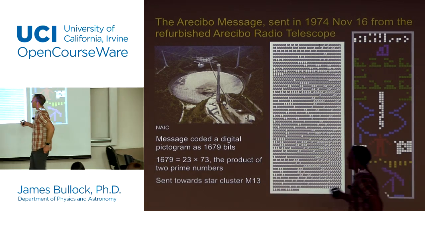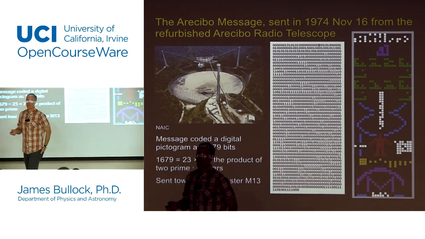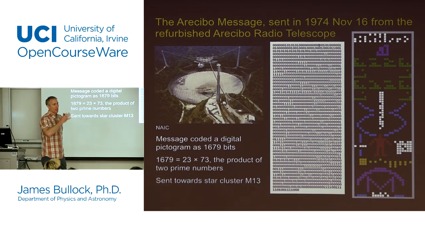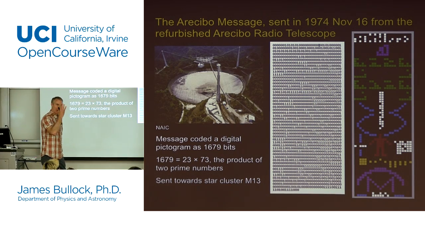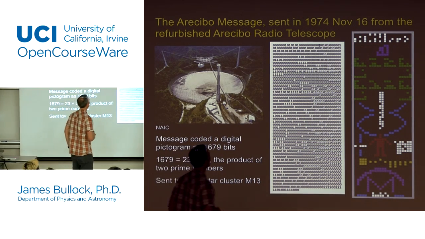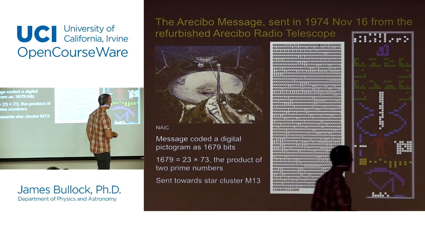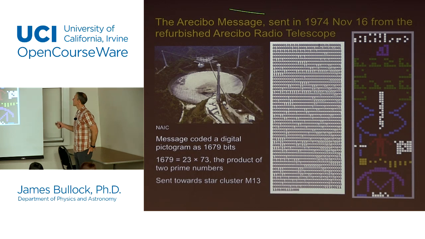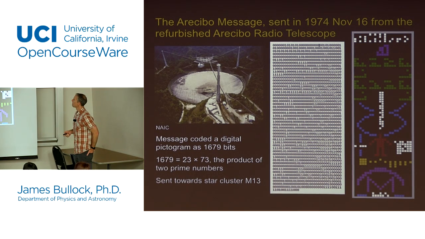We've actually sent a message out to a nearby star system. Rather than just accidental TV, we've actually sent a beamed message where we've tried to be more careful about what we're doing. It was called the Arecibo Message, and it was sent in 1974.